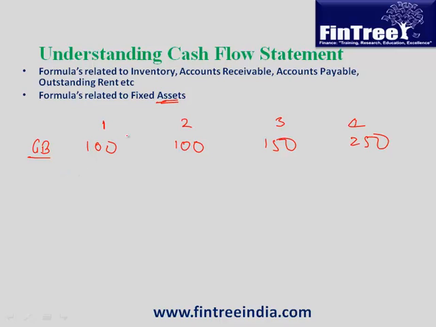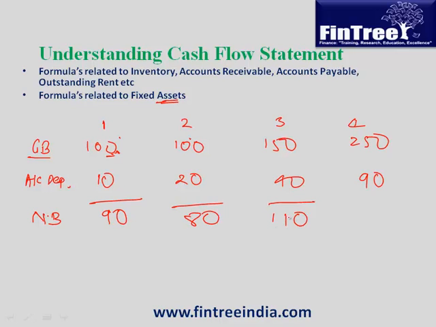Now, the very fact that there is an increase in gross block means that there has been a purchase of new asset, because gross block shows the value of assets at the acquisition cost, and net block is that minus the accumulated depreciation. So let's say accumulated depreciation is 10, 20, 40 and let us say 90. And then what we have is the amount of net block here, which would be 90, 80, 110 and this would be 160.